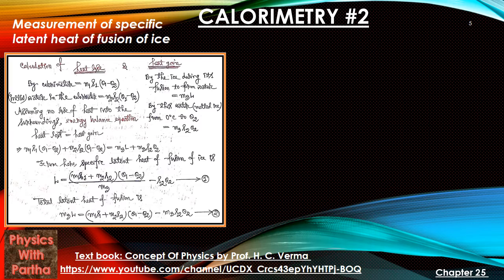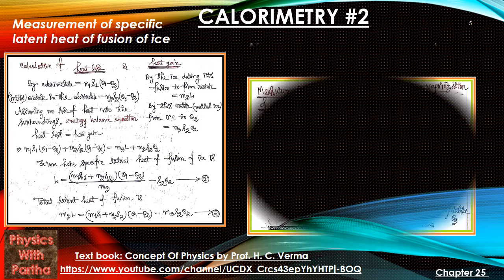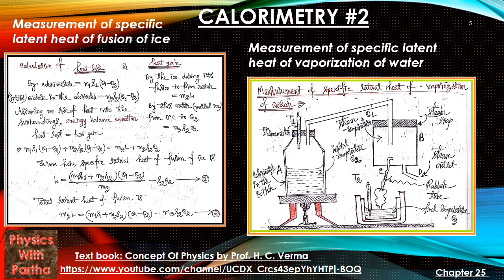So here we can write heat loss equal to heat gain: m1 s1 (theta 1 minus theta 2) plus m2 s2 (theta 1 minus theta 2) equal to m3 L plus m3 s2 theta 2. From there we can calculate the specific latent heat of fusion of ice as L equal to, like this. The whole formula gives us the latent heat of fusion of ice, where all the other terms are known. Now, if we talk about the total latent heat, then it is m3 L.